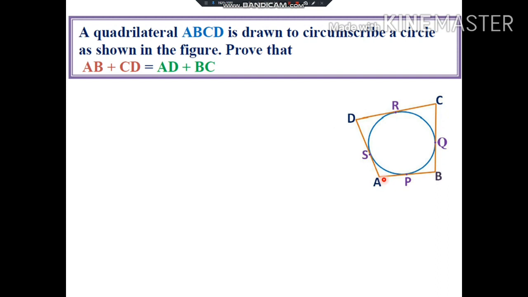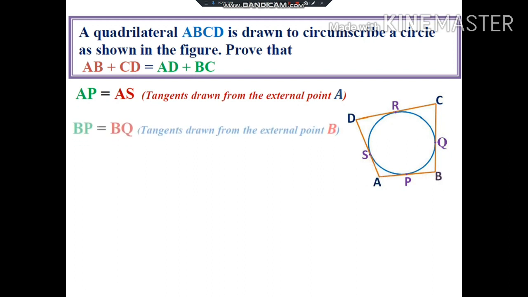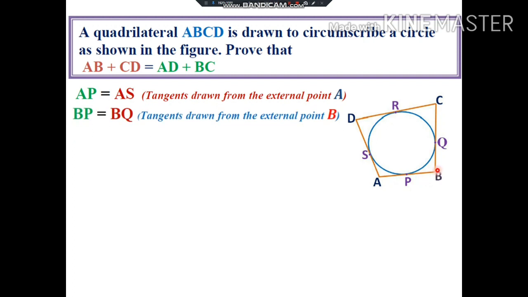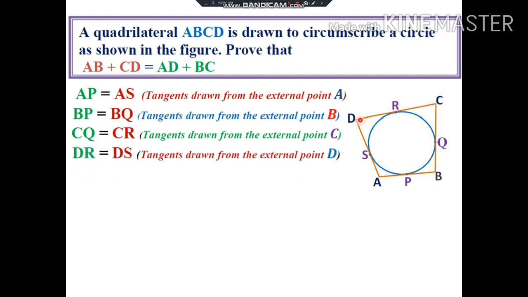Now let us consider first AP and AS. So you know that AP is equal to AS. Why, children? Yes, tangents drawn from external point A. Similarly, BP is equal to BQ, tangents drawn from external point B. Similarly, CQ is equal to CR, tangents drawn from external point C. Similarly, DR is equal to DS, tangents drawn from external point D.